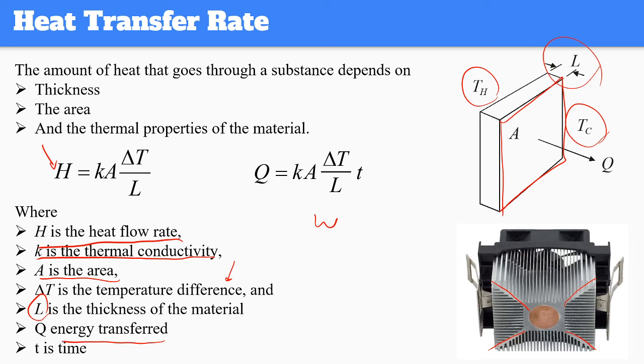And Q is the energy transferred. If you also want to include time, then this heat flow rate becomes heat energy divided by time. So the energy transfer becomes Q = K A delta T over L, times time. So it's going to include a time interval in the system. So this is the rate, and this is the energy that you transfer in the system.